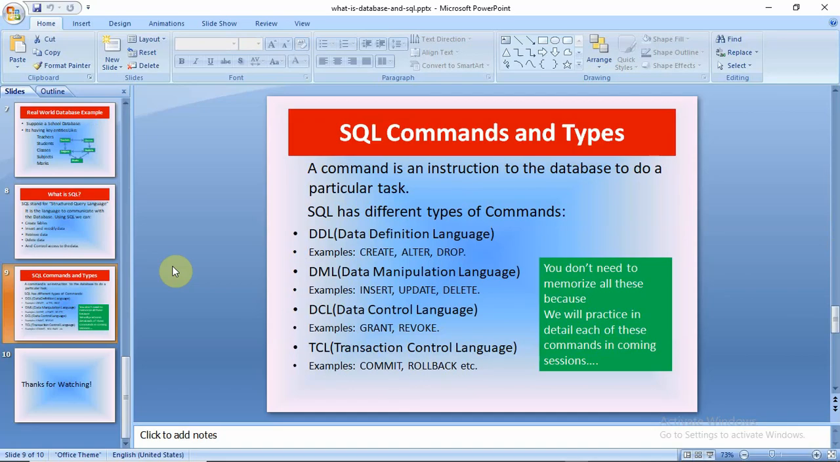So you need not memorize all these, because we will practice each of these commands in detail in the following lessons.